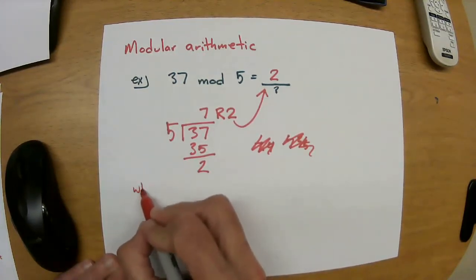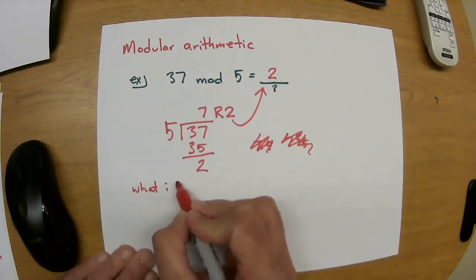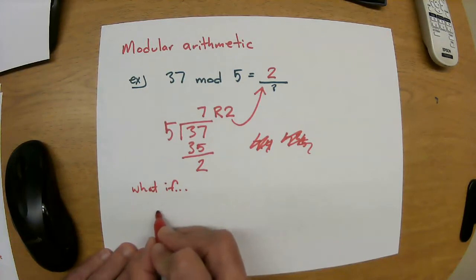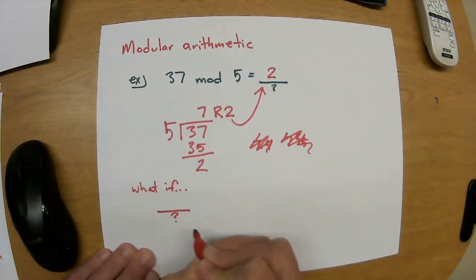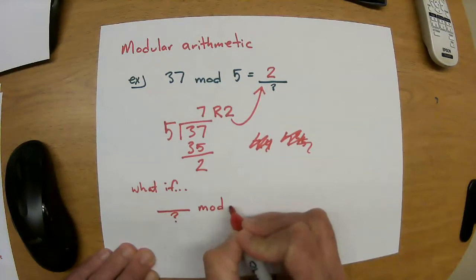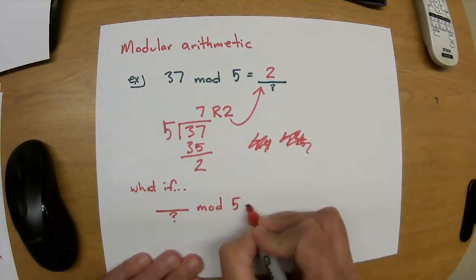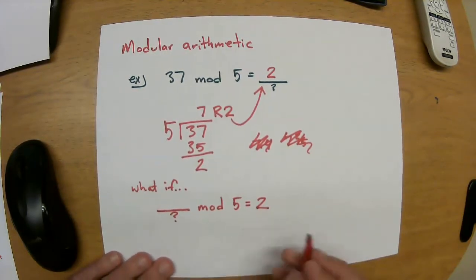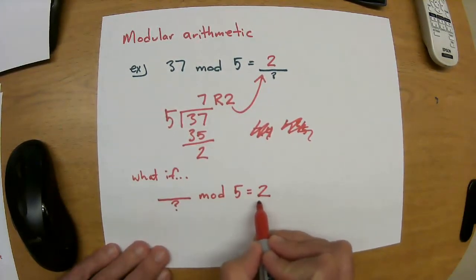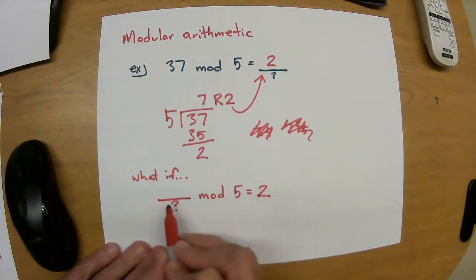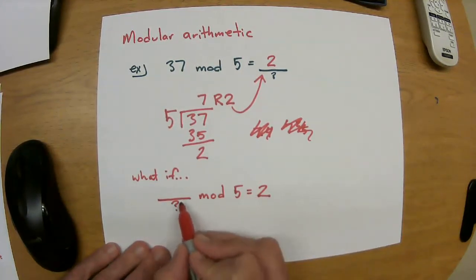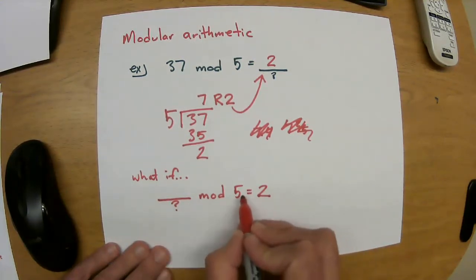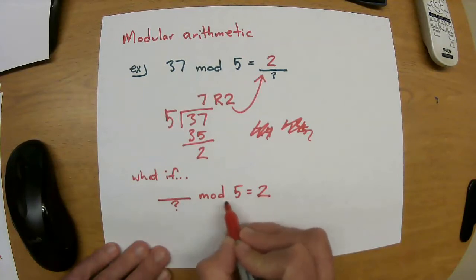But what if I ask the question a little bit differently? This time I'm going to say, some number mod 5 is equal to 2. Now we have a different problem here. So this is the output. What is the input? What was the input? And it's like, well, it could be lots of things.